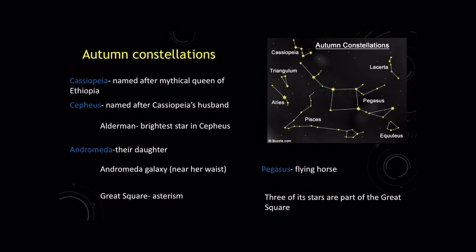Autumn constellations: you have Cassiopeia, named after the mythical queen of Ethiopia. Cepheus is named after Cassiopeia's husband. Alderamin is the brightest star located in it. Then you have Andromeda, who is their daughter, and around the waist is the Andromeda galaxy. And then you have Pegasus, the flying horse. The Great Square is an asterism between Andromeda and Pegasus, and 3 of Pegasus's stars are part of the Great Square.